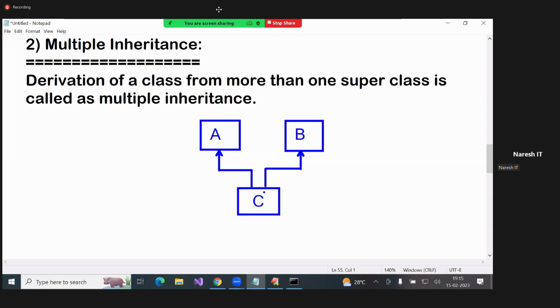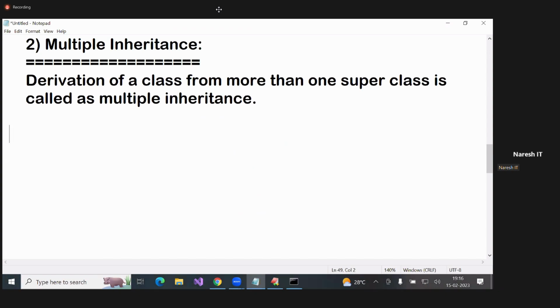Derivation of a class from more than one superclass is called multiple inheritance. So A is a superclass, B is a superclass. From two classes, C class is created. Then it is called multiple. One superclass, one subclass is single. More than one superclass is multiple. Next.